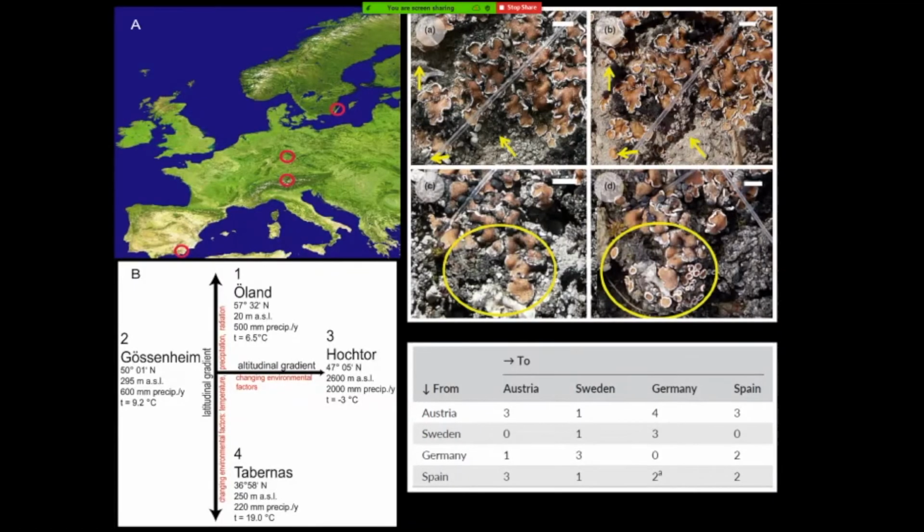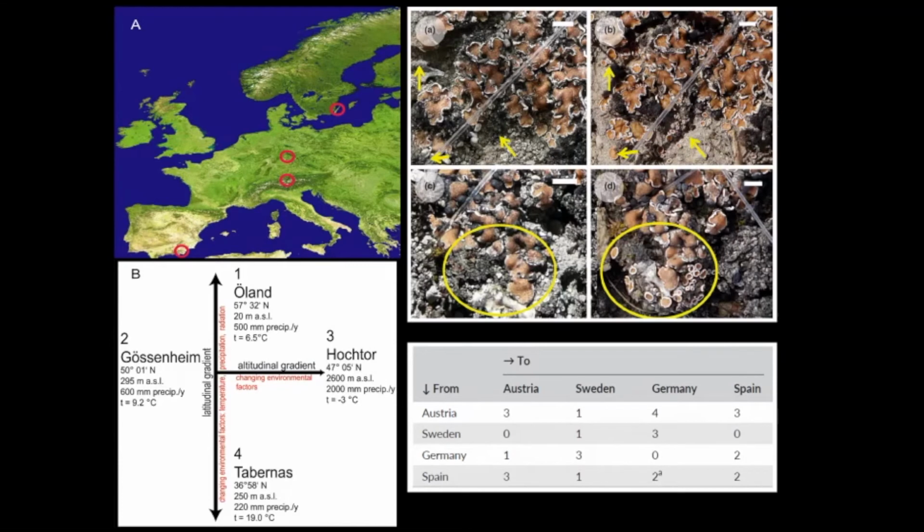And we tested this in a large-scale transplantation experiment. Again, Psora decipiens is the model organism here, and we used it to transplant it between sites within Europe that had well-established biological soil crusts. So we transplanted patches of Psora decipiens between sites in southern Sweden on the island of Öland, a site in the middle of Germany at a small town called Gössenheim.